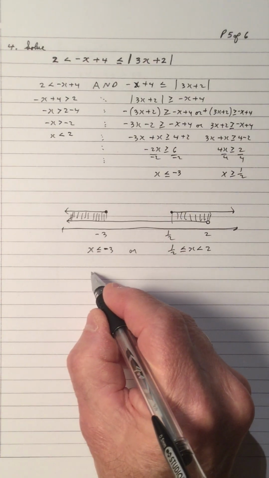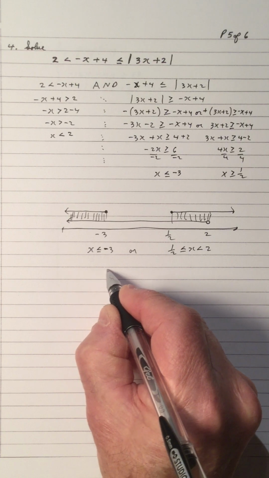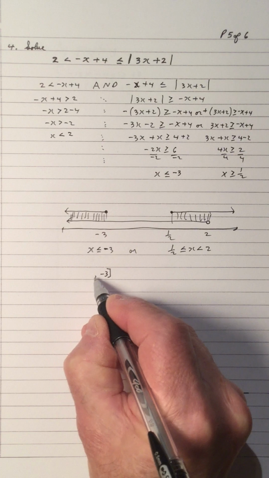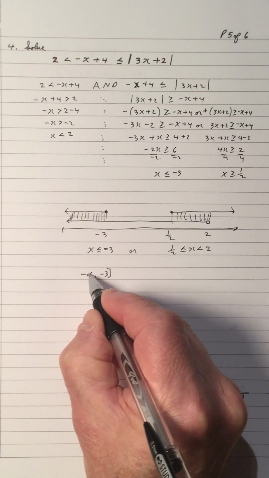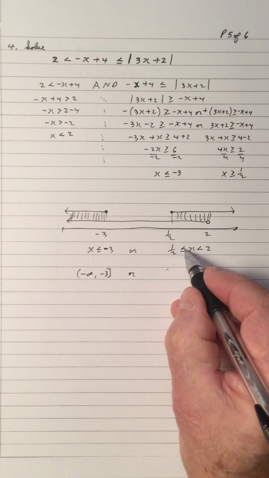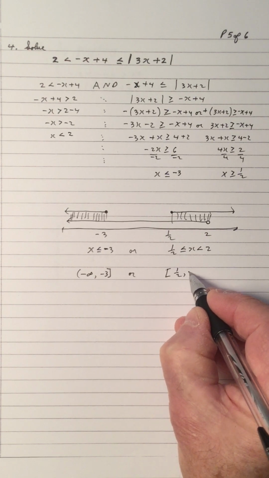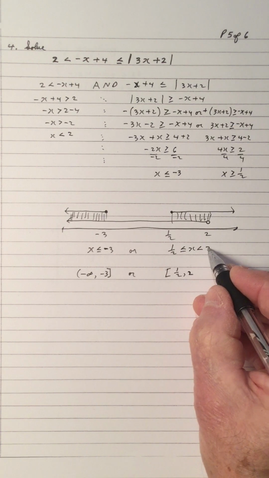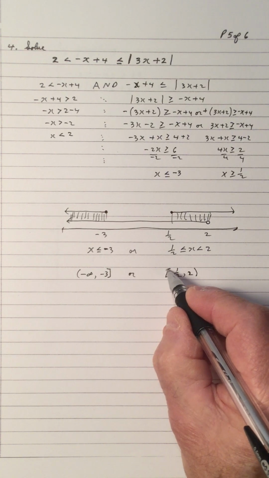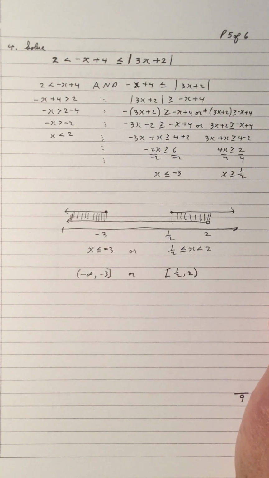And again, that solution, you could write this one down as starting with a square bracket, negative 3, and it's going to the left, so that's negative infinity. Or, and this one is equal to 1/2, so it's a square bracket, 1/2, comma, 2, and the 2 is a round bracket. Square bracket means it's equal to, the round bracket means it's not equal to.